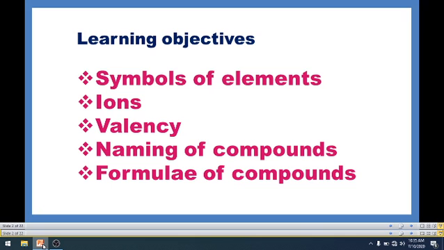Today we are going to discuss chapter 5, Language of Chemistry. In this chapter we are going to learn symbols of elements, ions, valency, naming of compounds, and formulae of compounds.